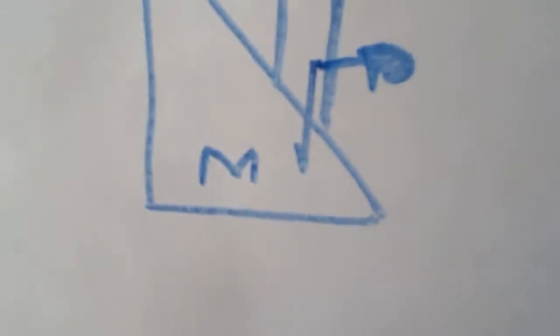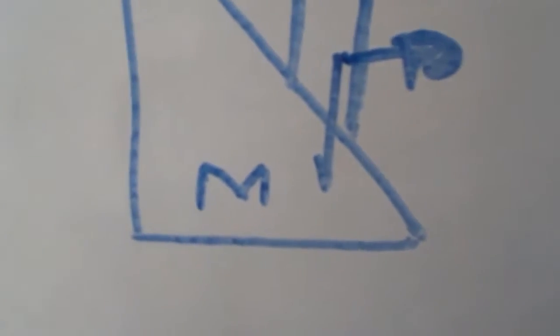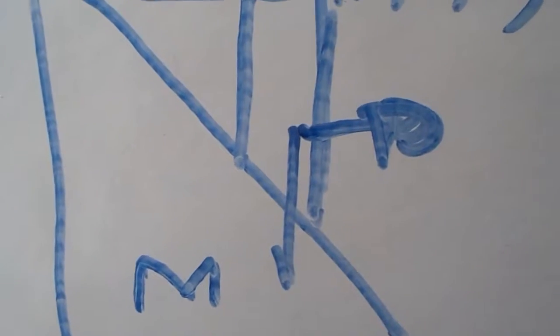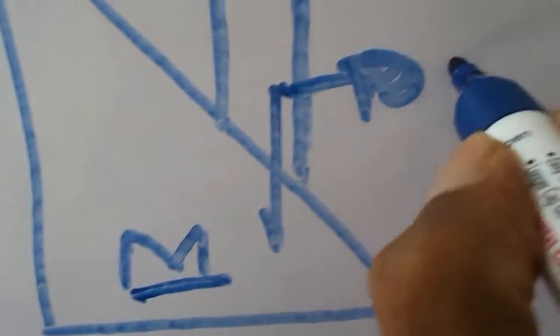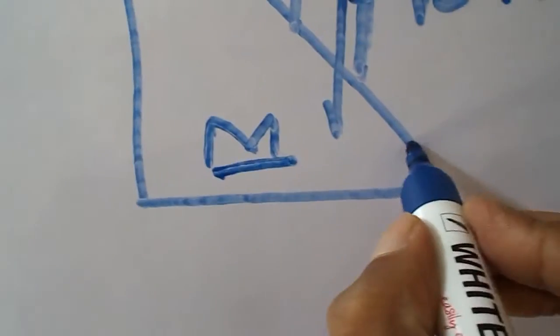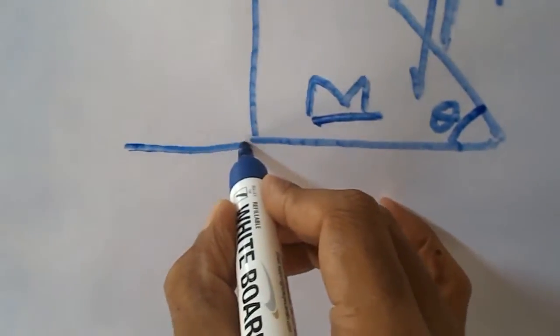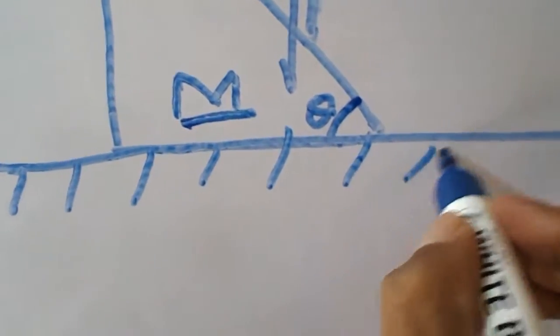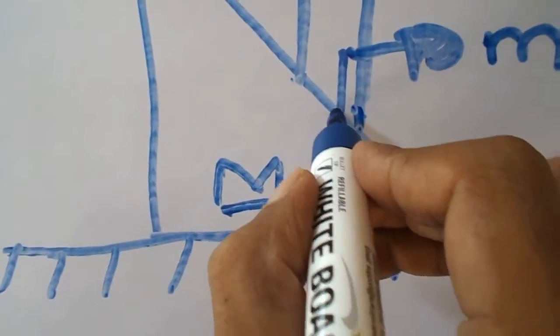So the mass of this is m, and I have to find what should be the acceleration. The mass of this wedge is capital M, the mass of the rod is small m, and this angle is theta. We have to find the accelerations. The extra thing given in the question is that all the contact surfaces are frictionless. This means here there is no friction, here there is no friction.